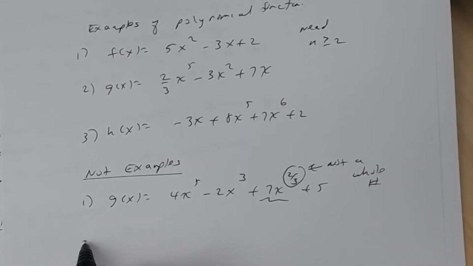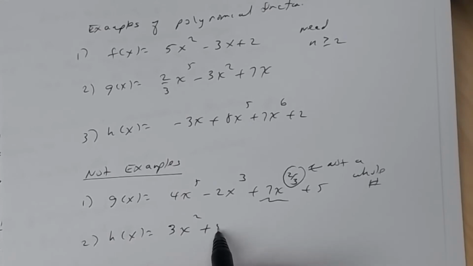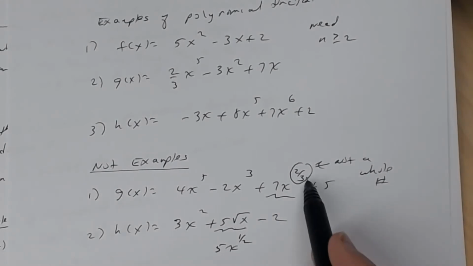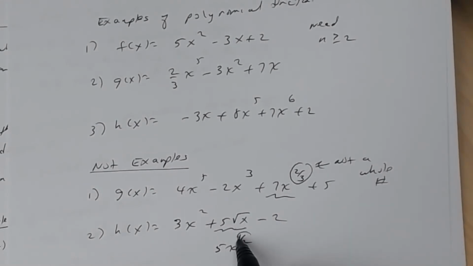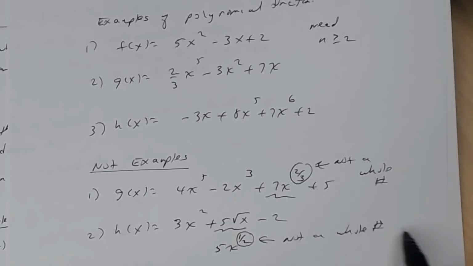All right, now keep in mind though that you could also have it written like this. You can have a function that's not polynomial that looks like this. Let's say 3x squared plus 5 square root of x minus 2. All right, now the issue is this one, because remember the square root of x means the same thing as 5x to the 1/2 power. All right, the square root of x means 5x to the 1/2 power. So again, that brings us back to this. This right here is not a whole number.